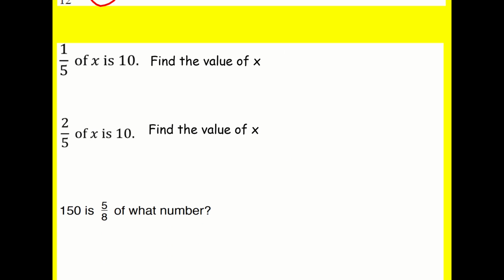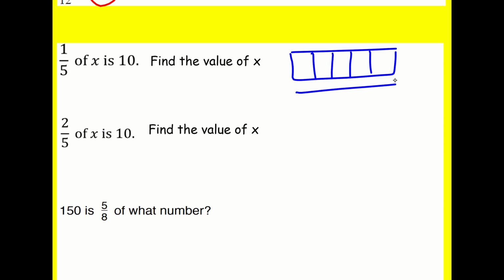So I've got 1/5 of x is 10. This time, I'm going to draw my bar again and split it into 5. 1, 2, 3, 4, and then 5. But this time, this whole amount is x. I've got 1/5 here, and this is equal to 10. So how can I work out the full amount?